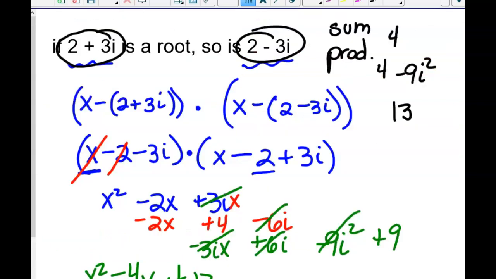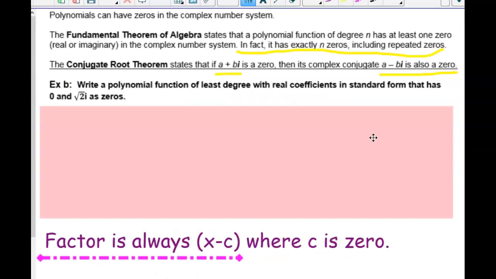All right. Fundamental theorem of algebra. You have this in your notes. It says, if the degree is n, that's how many zeros there are, including repeated zeros. The conjugate root theorem says if a plus bi is a 0, so is a minus bi. So this is an easy example. It says write a polynomial function of least degree with real coefficients in standard form that has a 0 at 0. So what is a factor if this is a 0?